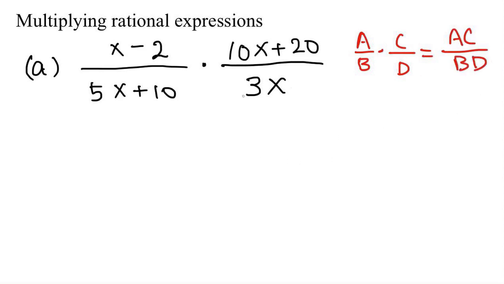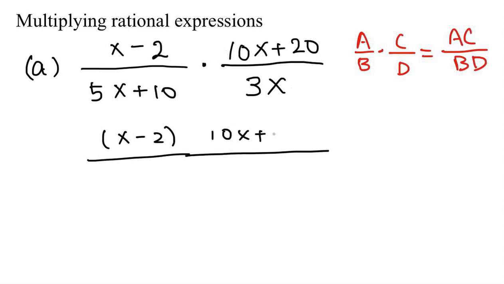Now in practice, the numerators and denominators could consist of more than one term. So for example here, x minus 2 consists of two terms. In that case, you have to put them in parentheses before you multiply. So put x minus 2 in parentheses, and the same thing for 10x plus 20. And then we multiply them. The same for the denominator, 5x plus 10 in parentheses, and put 3x in parentheses as well.